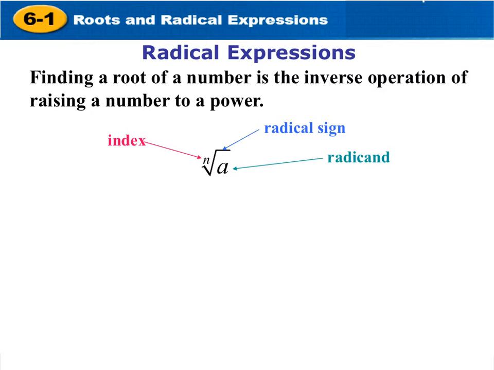To find the root of a number, the inverse operation is raising the number to that power. So the square root of a is the inverse of a squared. Here we have the index, which is this number that goes outside. Before, we've only seen it with no number, so it's like an implied 2. When the index is 2, you don't write that number there. And then we have the radical sign, which we've seen before, and the radicand is the number that's under the radical.